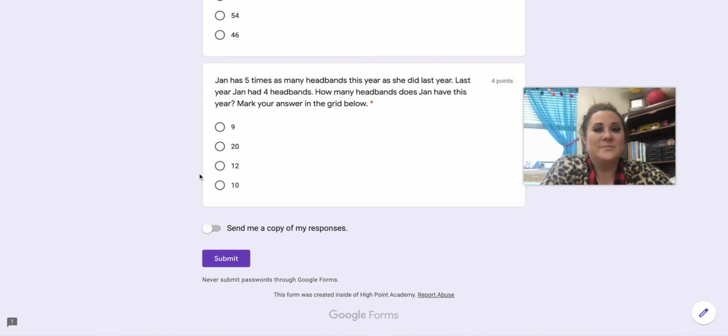Mark your answer below. It says grid, but just select the correct answer. Take your time, check your work.